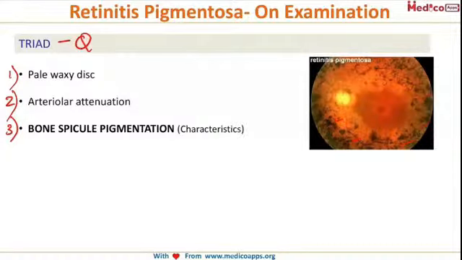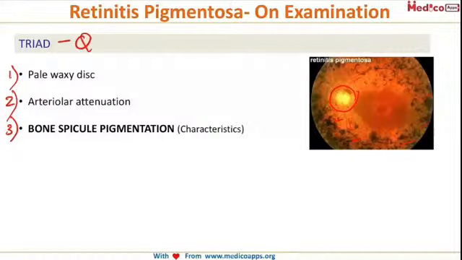It's a pale waxy looking disc. If you observe the disc, it's very waxy and very much pale. Normally it is reddish pink in color. Here it's looking very pale. And then there's arteriolar attenuation. You can see the vessels that they are very thin. That is attenuation. And then the pigmentation is bone spicule pigmentation.